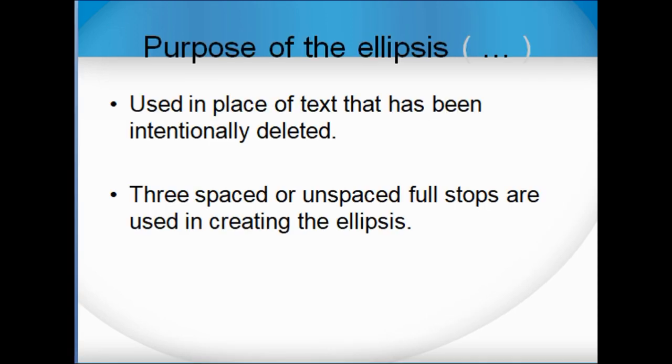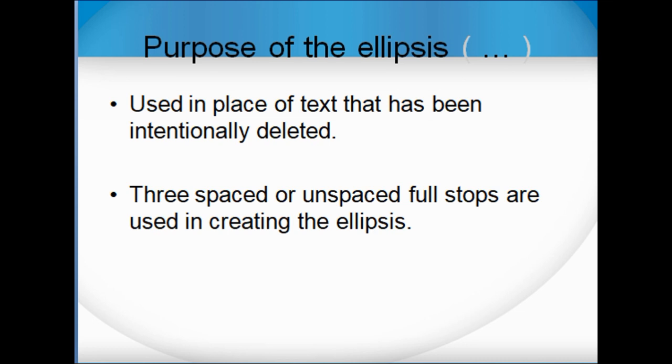So finally, in today's lesson, we're going to be looking at the ellipses. Now, ellipsis is a fancy word for, won't you say? So what is the purpose of an ellipsis? It is used in place of text that has been intentionally deleted. Intentionally means purposely deleted. Three spaced or unspaced full stops are used in creating an ellipsis. So you could use three full stops without space or three full stops with space to create an ellipsis. And the reason why we use an ellipsis is to show words that have been deleted from a sentence.